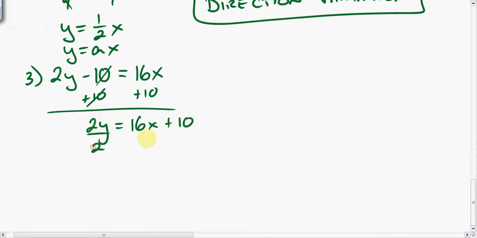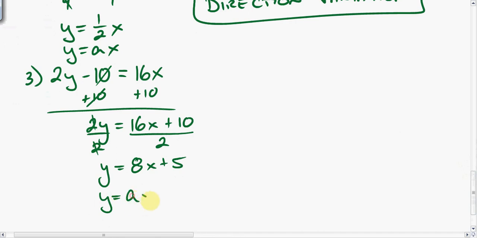Now I'm going to divide both sides by 2. The 2's cancel. And I see y equals 8x plus 5. Is this direct variation? Well, we know the direct variation equation is y equals ax. I've got my y's. My a is represented by 8. I have an x. But notice I've got this plus 5 over here, where we know direct variation is supposed to have a plus 0. So whenever you have a y-intercept that is not 0, you do not have direct variation. So your answer is not direct variation, or no.